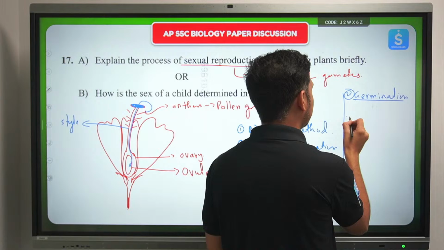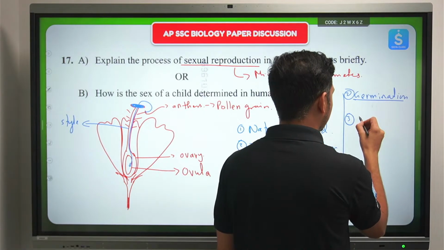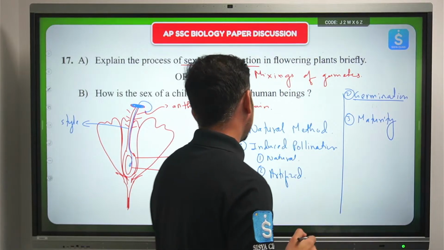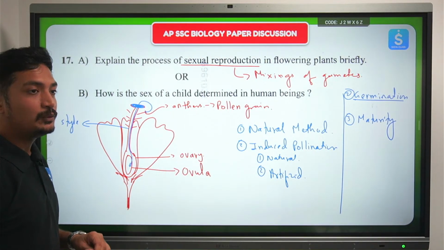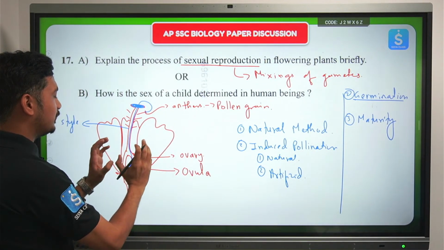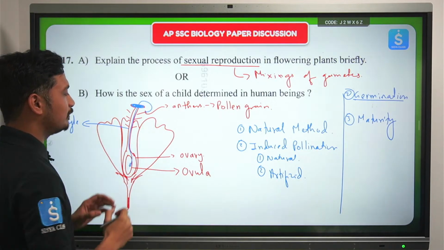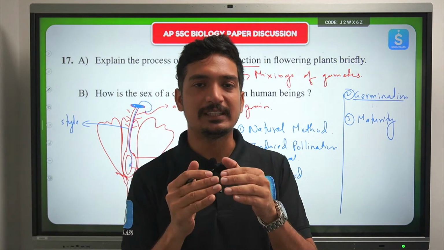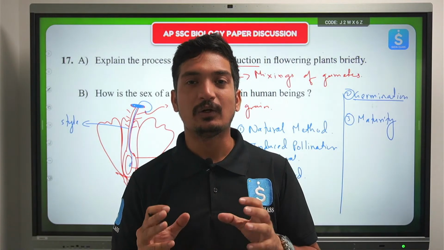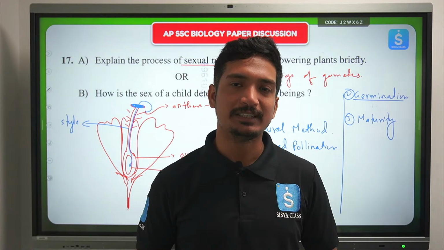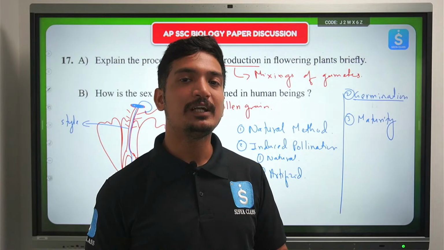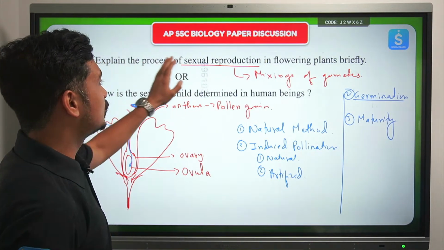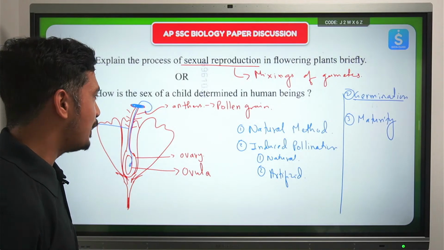Then the third step will be maturity. Here the ovule will turn into a seed, and all the other materials, or the flower itself, will turn into a fruit, and this fruit will enclose the seed, keeping the seed safe and also storing the necessary amount of energy that it will require to germinate when it is turning into a plant. So this is how sexual reproduction in flowering plants actually happens.